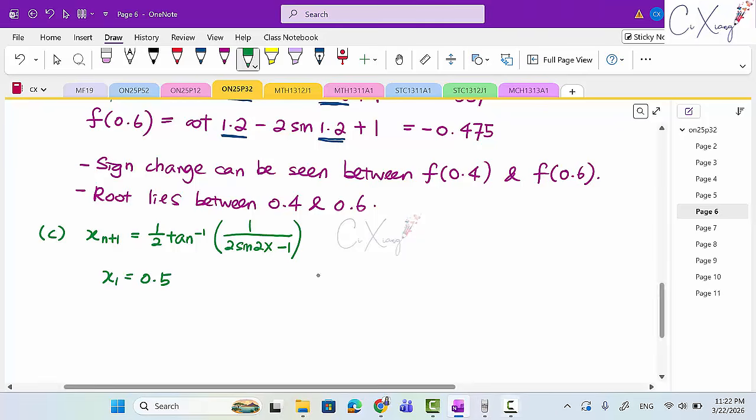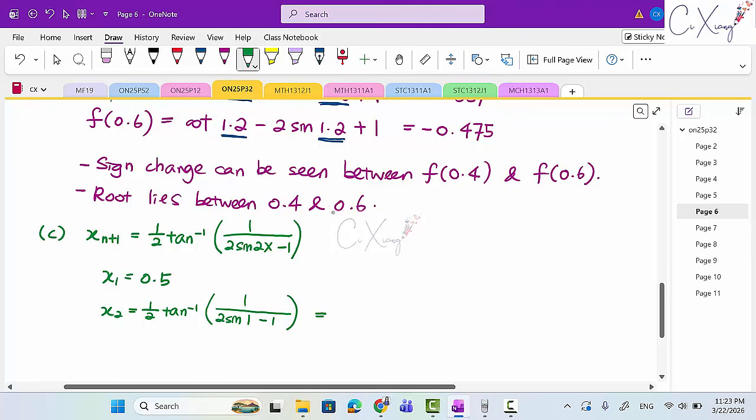Where I take the center between the 0.4 and 0.6, right? Of course, you can try the other value. Slowly, you can see also the final answer that you get are the same. Right, so for x2, how to get the x2? Basically, it means that you have to substitute 0.5 into the right-hand side of your iteration formula. So you're having sine, then 0.5 times 2 is 1, then minus 1.